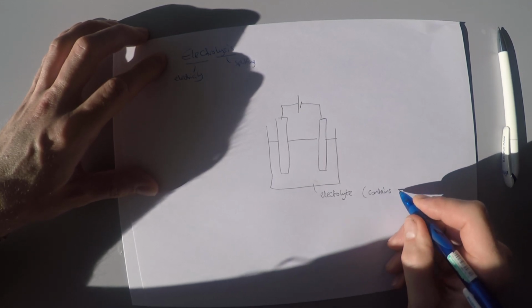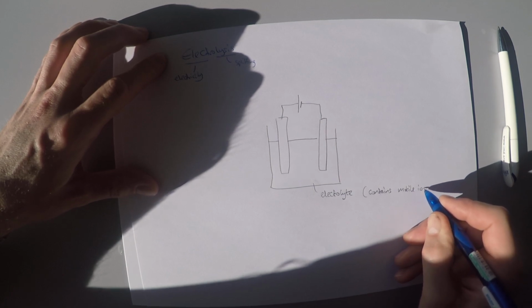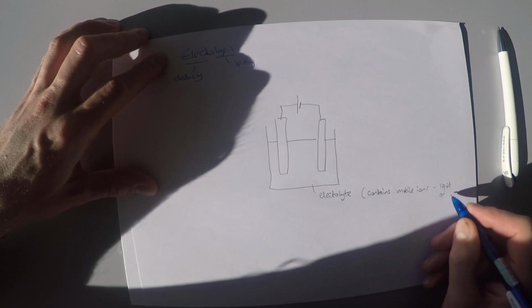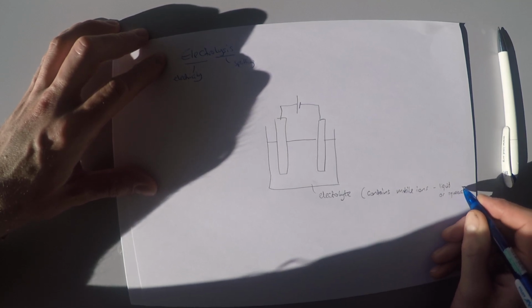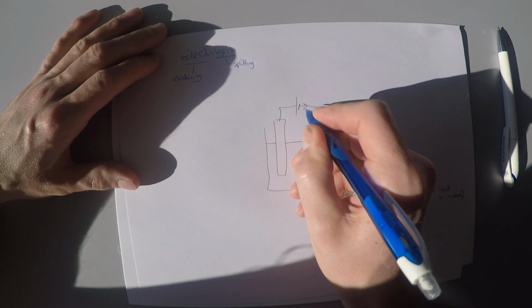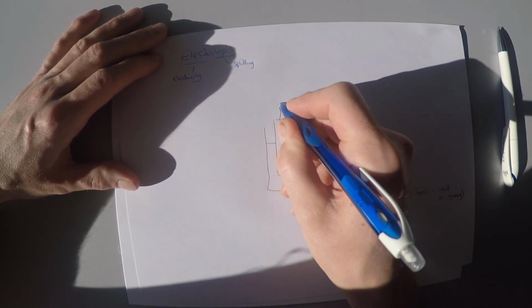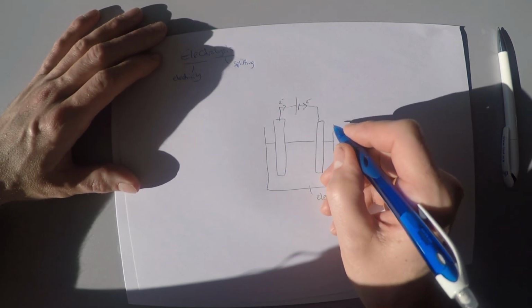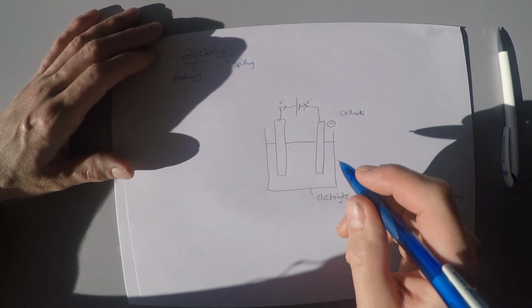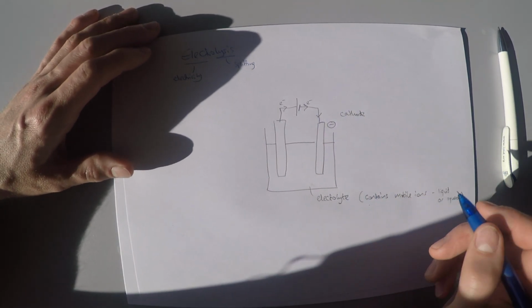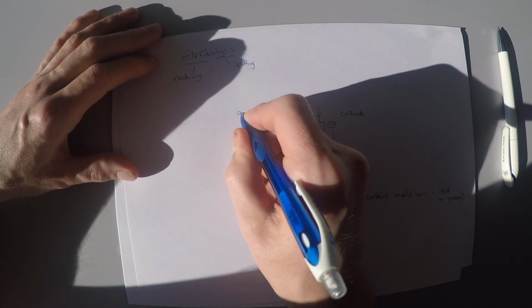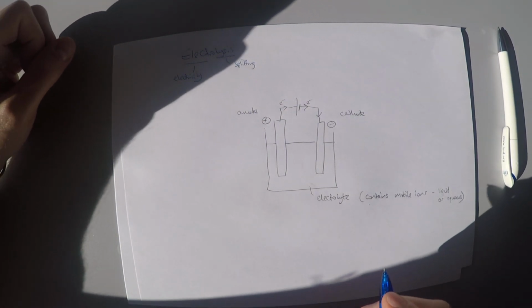Which has to contain mobile ions. The electrons flow from the power supply into the negative electrode, which we call the cathode. Okay, the cathode, the electrons flow down into the cathode. The other electrode, where the electrons are being pulled away from, is the positive electrode, which we call the anode.